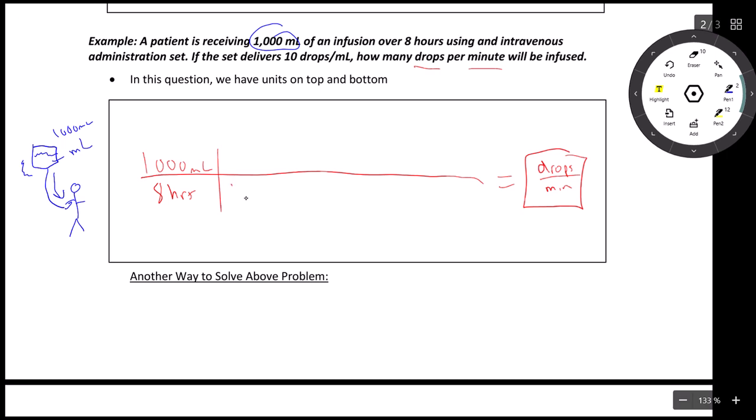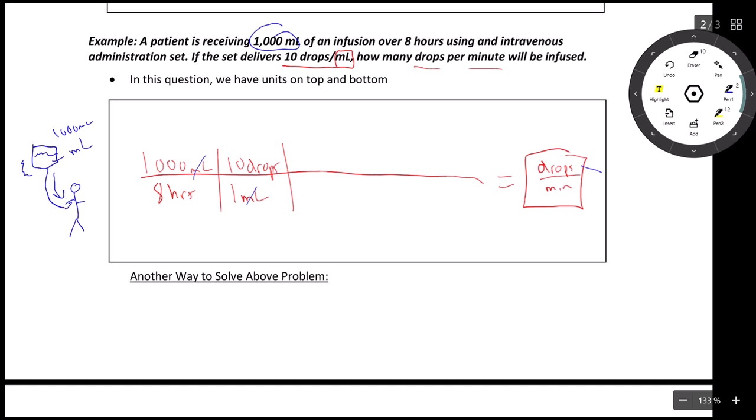So I'm given 1 ml in the question. It says that 1 ml right here is equal to 10 drops. And now when I cancel out my units, I've got mLs canceling out and I've got drops left. Drops is what I want. I stop canceling units. Now I've got to take care of my hours. I've got to have hours be minutes.